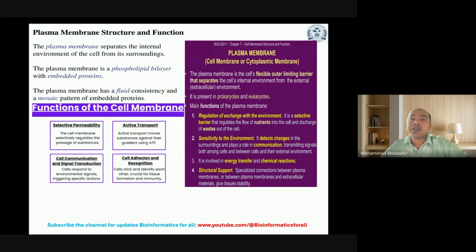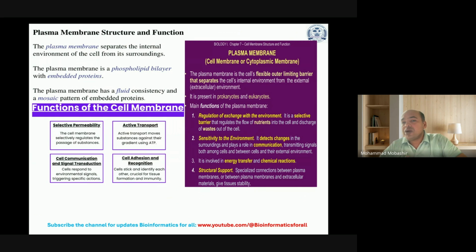So next part is the plasma membrane structure and function. The plasma membrane separates the internal environment of the cell from its surroundings. This is the first and clearest view of the function of the cell membrane. This membrane is a phospholipid bilayer with embedded proteins. The plasma membrane has a fluid consistency and a mosaic pattern of embedded proteins. That is why it is called the fluid mosaic model. The major functions of the cell membrane are selective permeability, active transport, cellular communication, and cell adhesion and recognition.